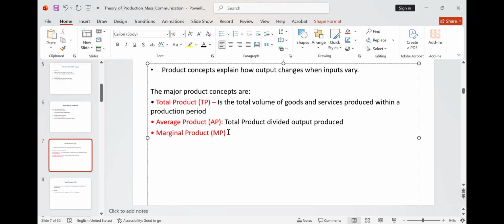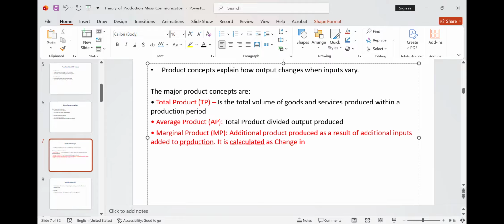The marginal product is the additional products produced as a result of additional inputs added to production, and it is calculated as change in TP divided by change in outputs.